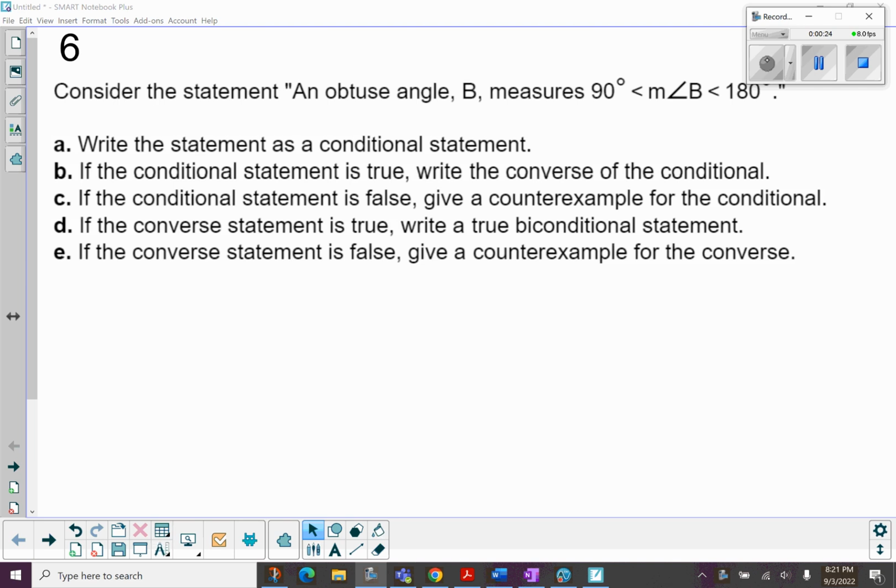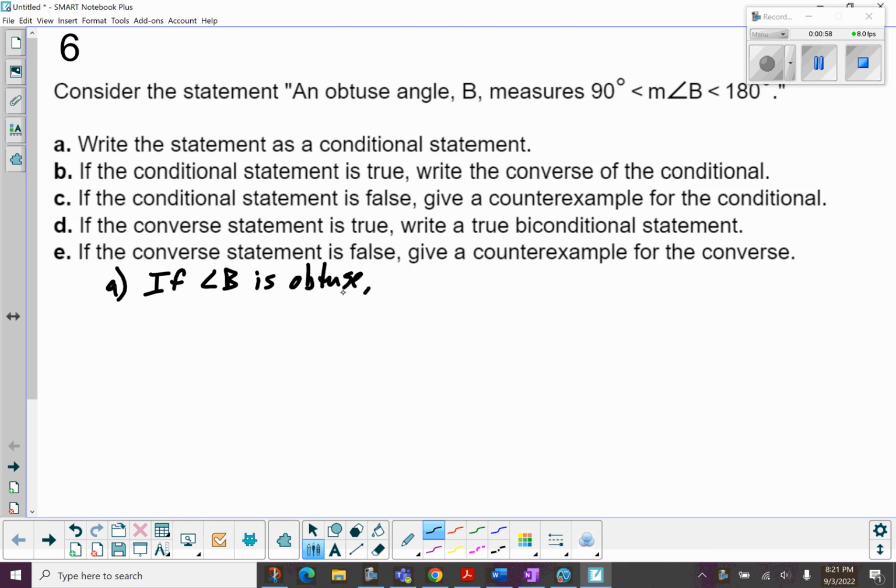Consider this statement. An obtuse angle B measures greater than 90 degrees and less than 180 degrees. So for part A, write the statement as a conditional statement. So hopefully we came up with, if angle B is obtuse.